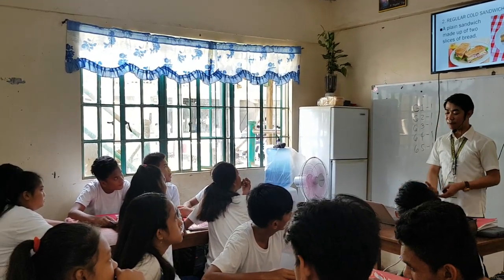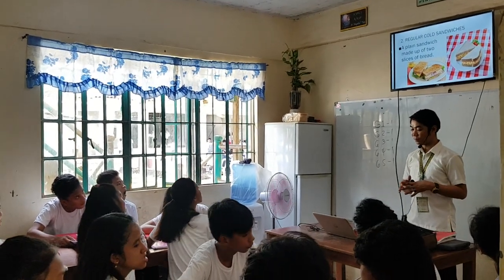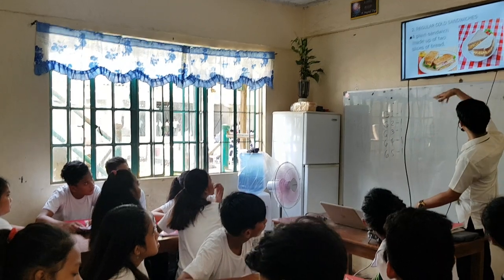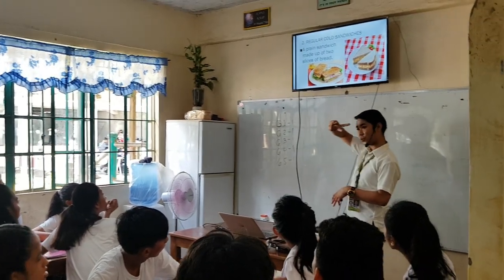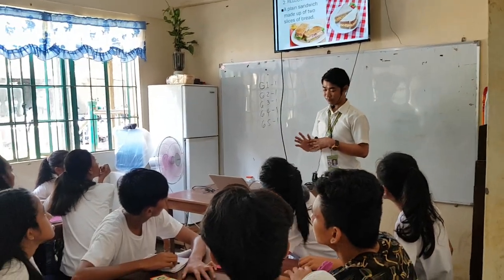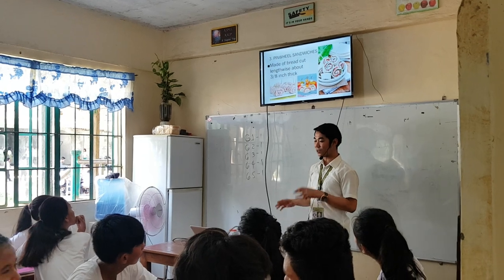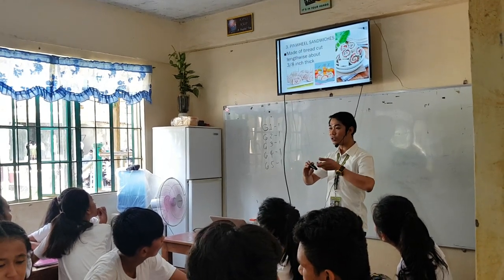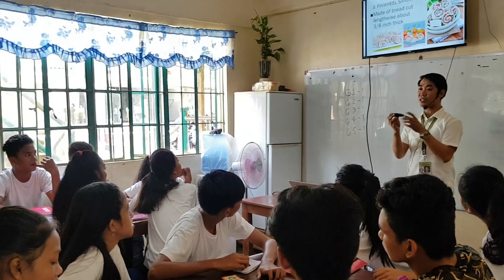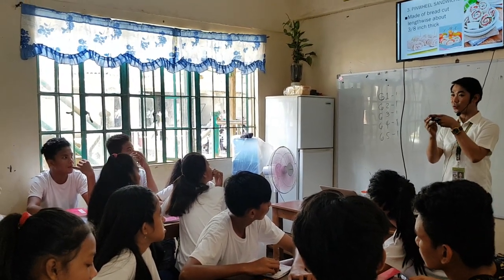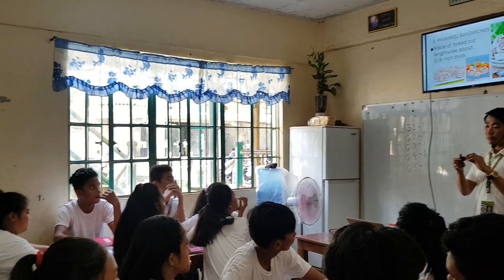Next to that class is the plain sandwich made up of two slices of bread. As you can see, this is an example of egg sandwich, and then there are two slices of bread. Next to that is the pinwheel sandwiches. This is an example of a rolled sandwich. It's called pinwheel because it is divided into three, and it's rolled together with the fillings.